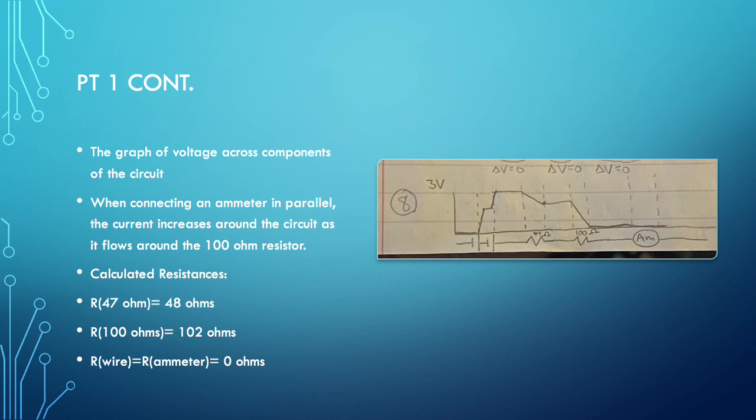The calculated resistances of each part of the circuit were 48 ohms for the resistor that was set at 47, and 102 ohms for the resistor set at 100 ohms. The resistance calculated of the wire and ammeter were both 0 ohms.